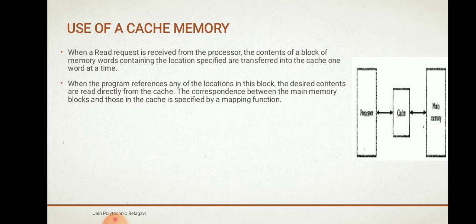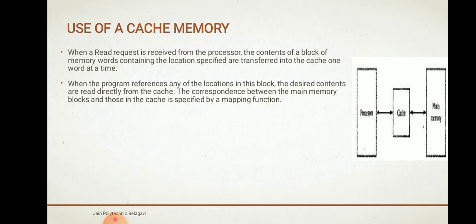Now when a program references any of the locations in this block, suppose that data, whatever the read request is, is stored in the cache memory. Now the desired contents are read directly from the cache, that is, you do not go directly to the main memory to search whether that instruction or data is present. It will be temporarily stored in the cache memory itself. So the correspondence between the main memory blocks and those in the cache is specified by a mapping function.